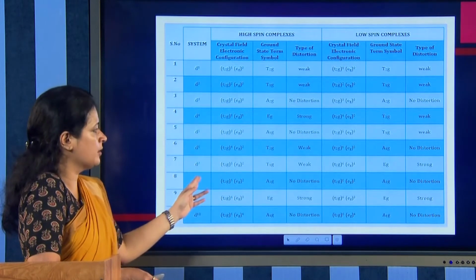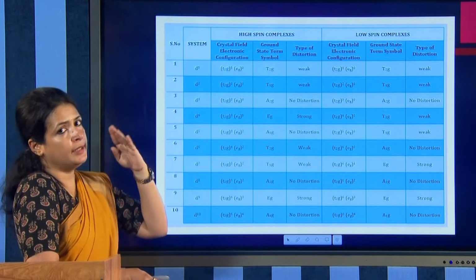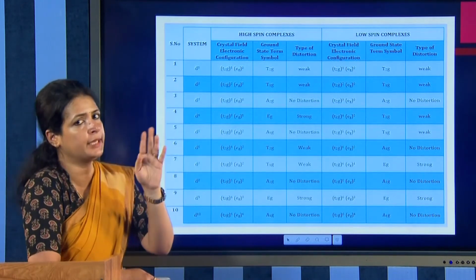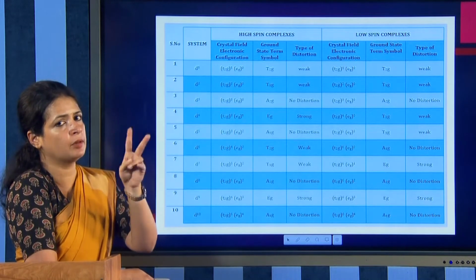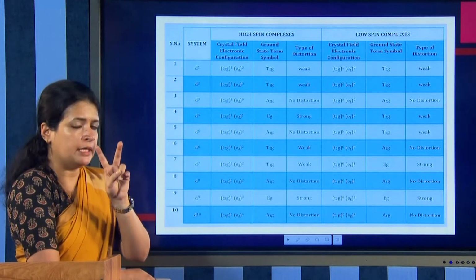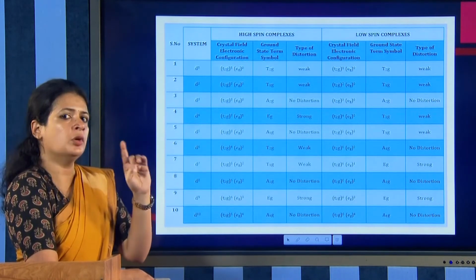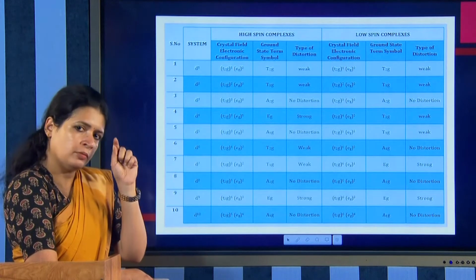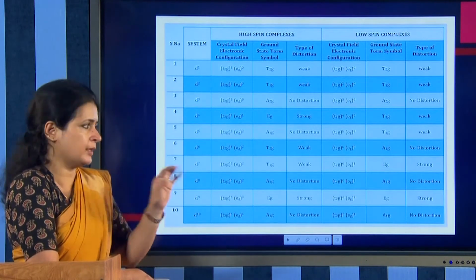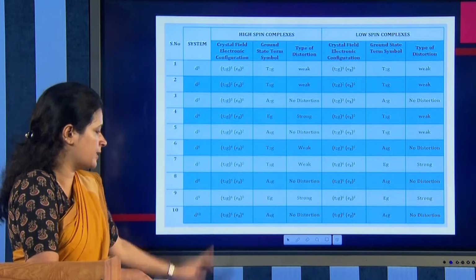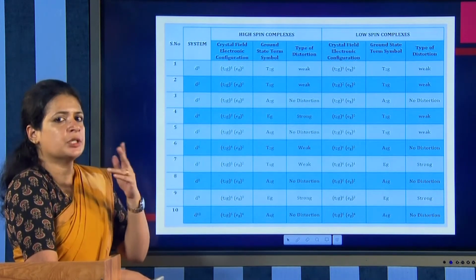And in the case of d8, the eighth electron has no option of choosing either of the eg orbitals. So, the eighth electron should go to only one eg orbital, that is why there is no distortion in the case of the d8 system. D9, the situation is different.